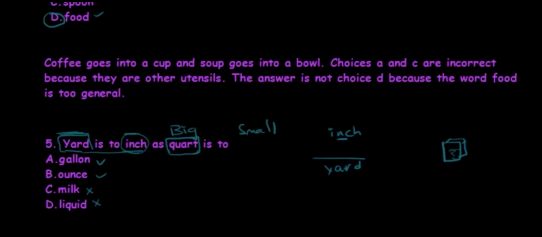A gallon is huge compared to a quart. If that's a quart, this would be a gallon. Really big. But an ounce is quite small compared to a quart. So I'll go with the ounce.